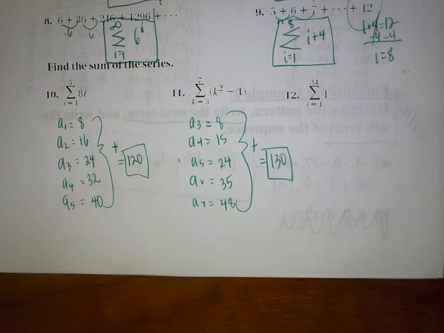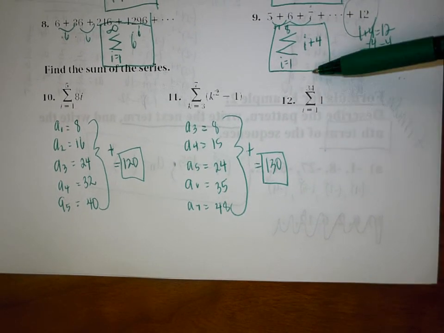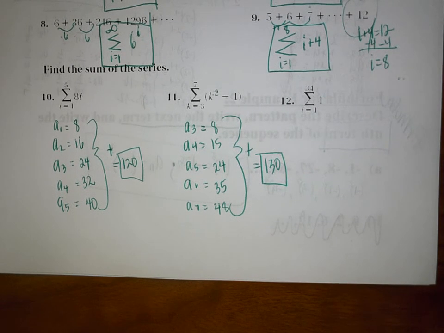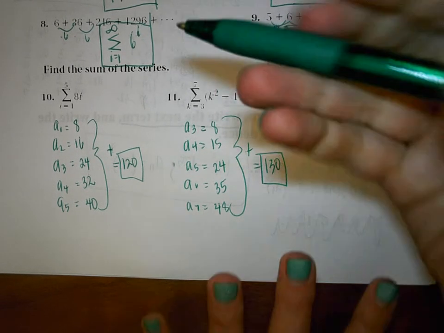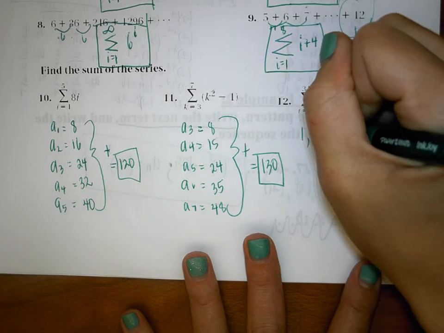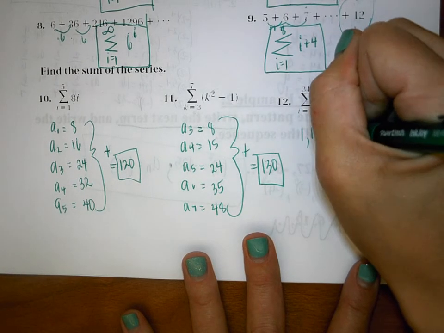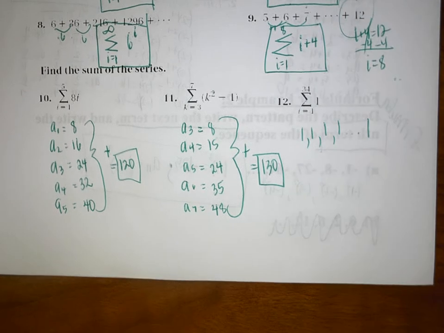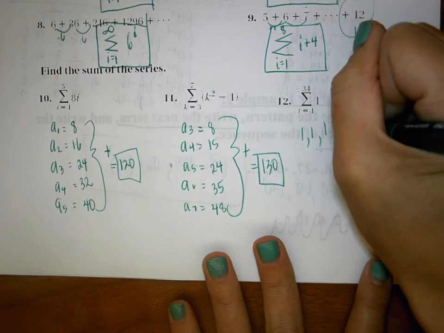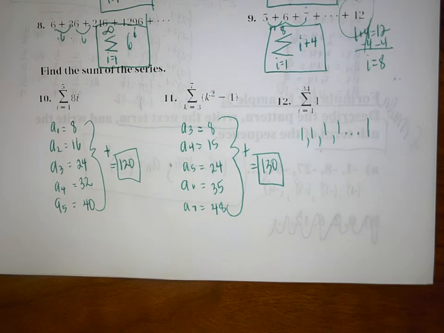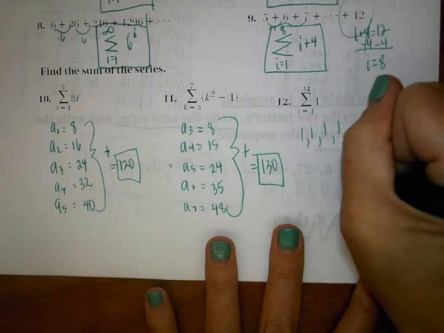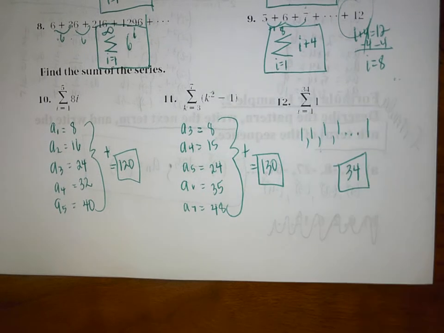It says I equals 1, it's going to 34, and do you see a variable over here? No. So what that means is the first term is 1, the second term is 1, the third term is 1, the fourth is 1, all the way up to my 34th term being 1. So if you were to add up 1 34 times, what is your answer going to be? You guys are super smart. Any questions?